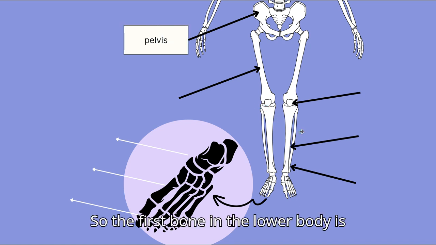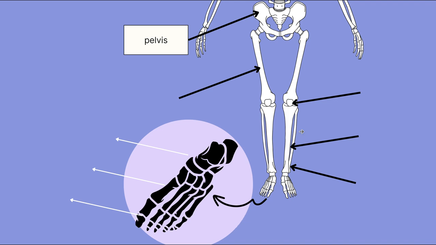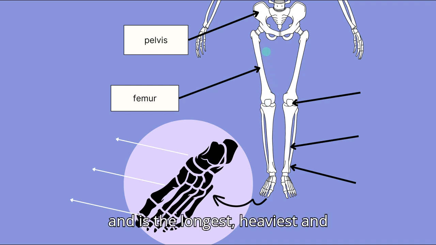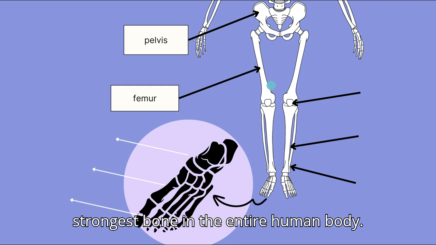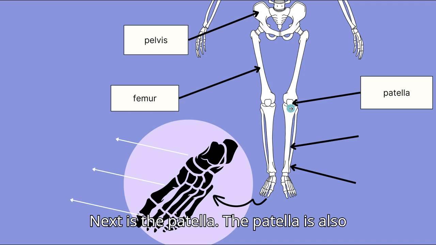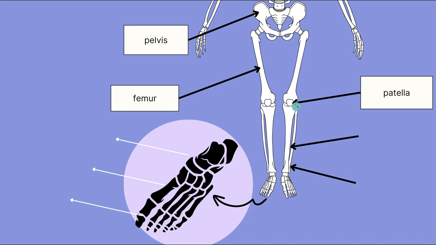So the first bone in the lower body is the pelvis. The pelvis supports the body and is also known as the hip bone. The femur is also known as the thigh bone and is the longest, heaviest, and strongest bone in the entire human body. Next is the patella. The patella is also known as the kneecap. It covers and protects the surface of the knee joint.